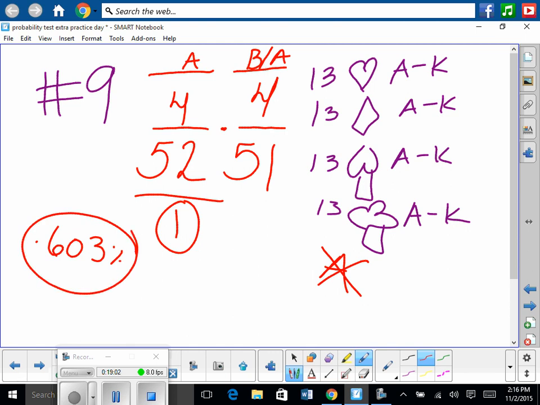Okay, now I want you guys to practice 10 through 15. Ready, set, go. 10 through 15. I want you practicing those. Don't skip back to the front. Go. 10 through 15. I have a question.